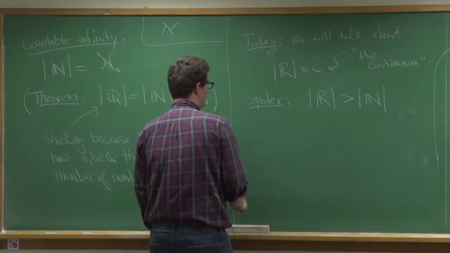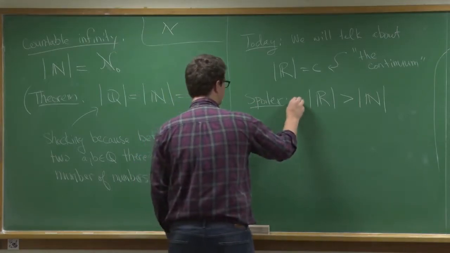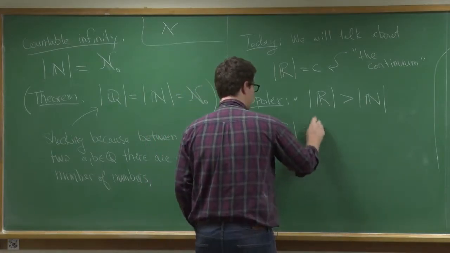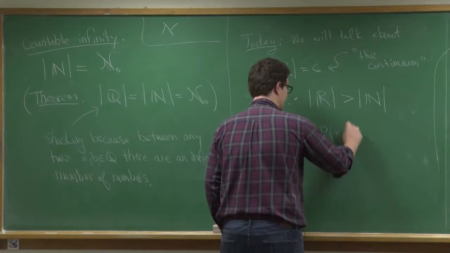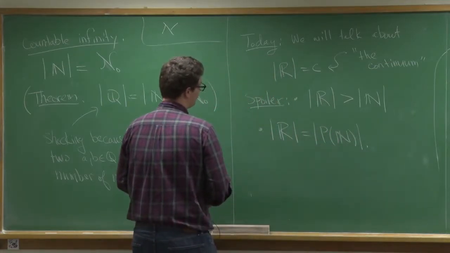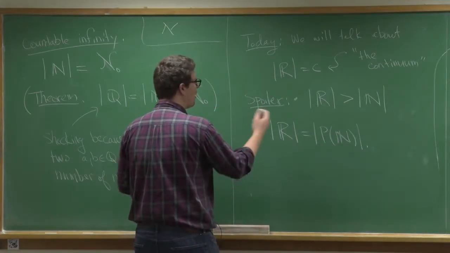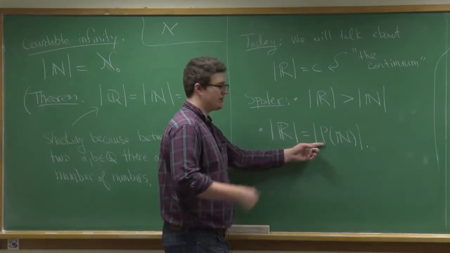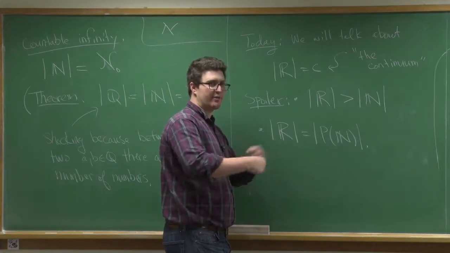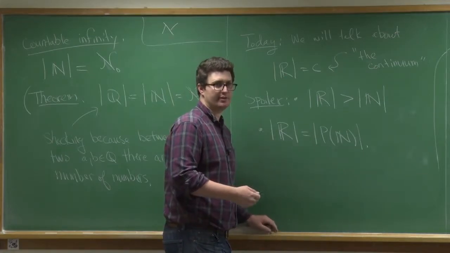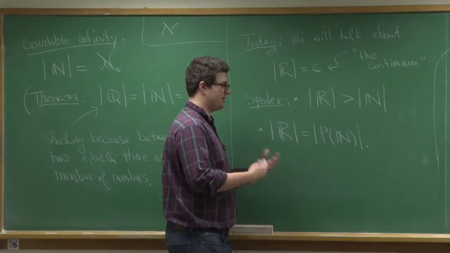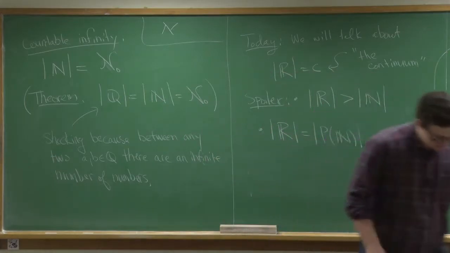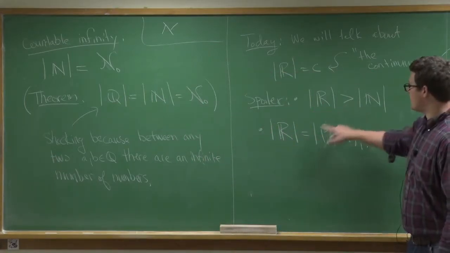Okay? So there's another spoiler, I guess. So this is spoiler 1. Spoiler 2 is that this is the same cardinality as the power set of the natural numbers. Okay? We'll also show that there's an infinite number of infinities. So if you keep taking power sets, you'll be able to generate an infinite number of infinities. Okay? So you take a set, and then you'll show that the power set of a set is always going to have a bigger cardinality.